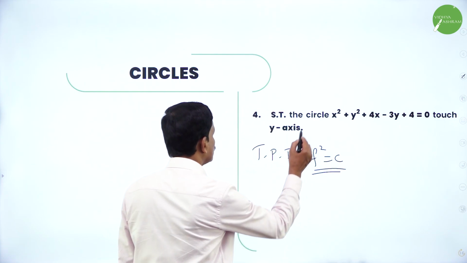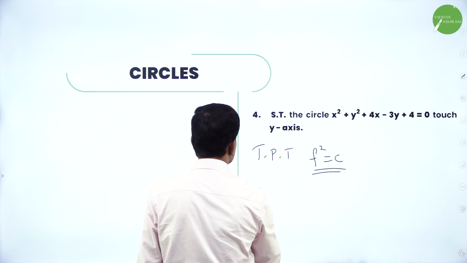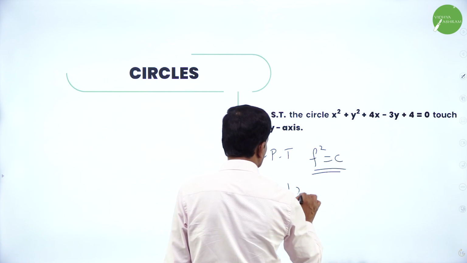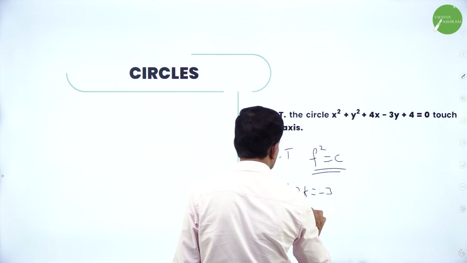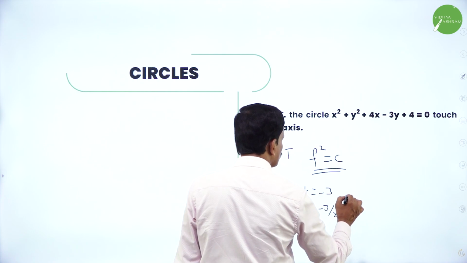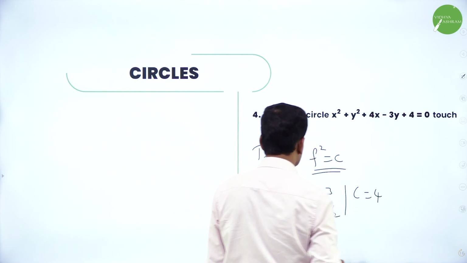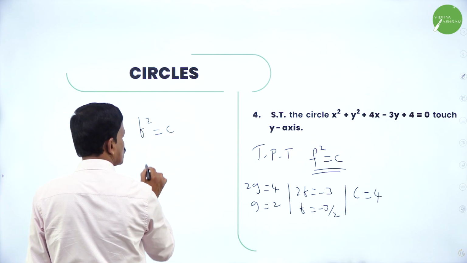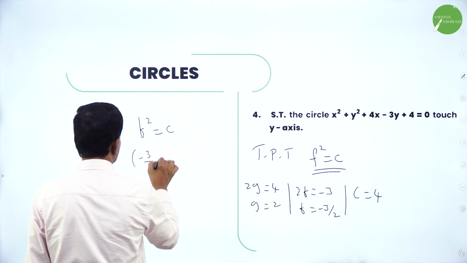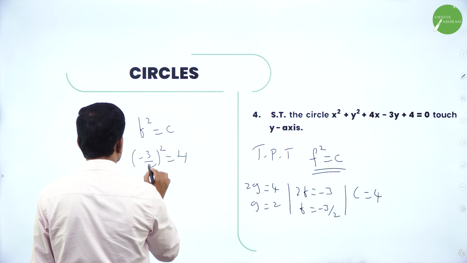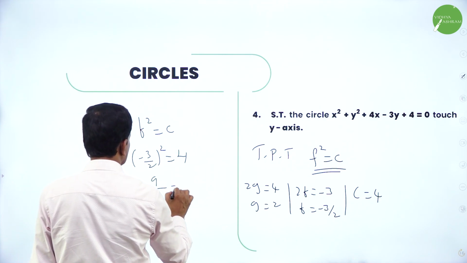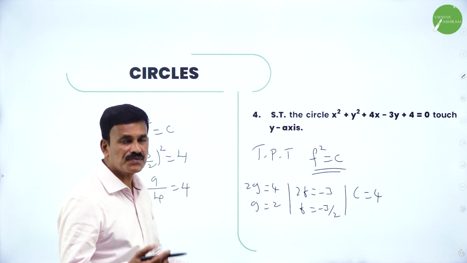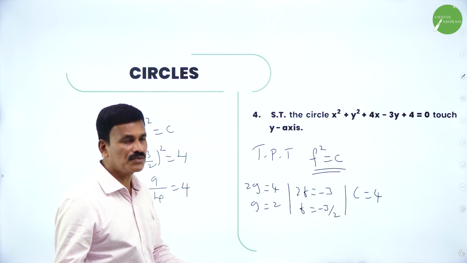Now just verify it. So find out the value of g, f and c. 2g is equal to 4, g is equal to 2, 2f is equal to minus 3, f is equal to minus 3 by 2 and c is equal to 4, right? Now f square is equal to c. What is f square? Minus 3 by 2 whole square is 9 by 4, and c is equal to 4. Since what is to verify is f square is equal to c? If f square is equal to c, then it will touch, otherwise it won't touch.